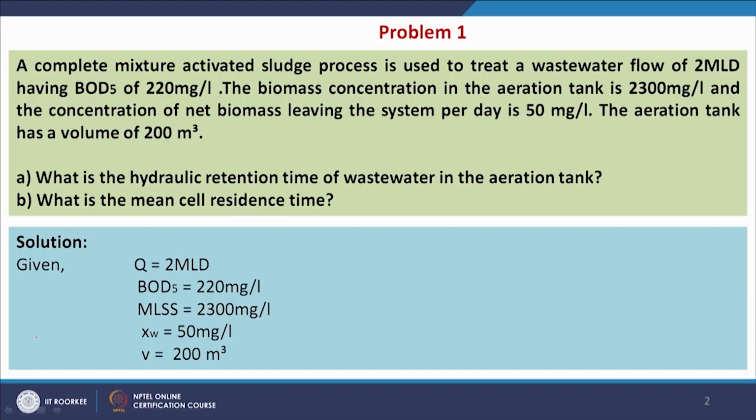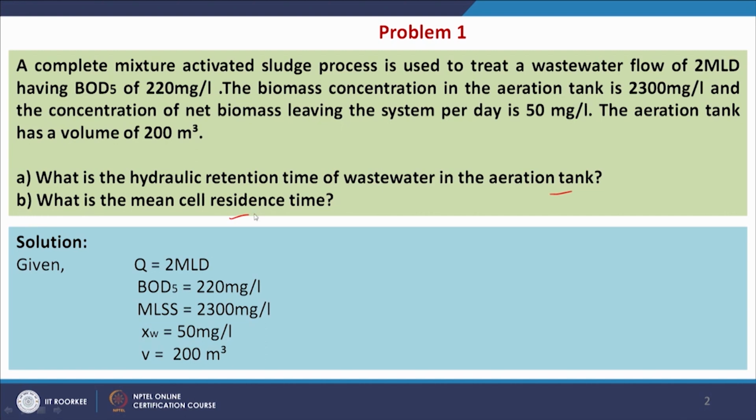2 MLD having BOD5 of 220 mg per liter. The biomass concentration in the aeration tank is 2300 mg per liter and the concentration of net biomass leaving the system per day is 50 mg per liter. The aeration tank has a volume of 200 meter cube. So, what is the hydraulic retention time of wastewater in the aeration tank and what is the mean cell residence time? So, these two we have to calculate on the basis of the statement.